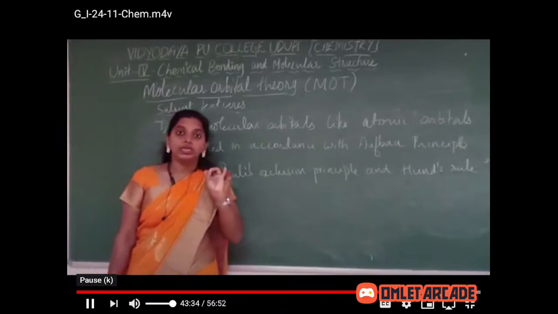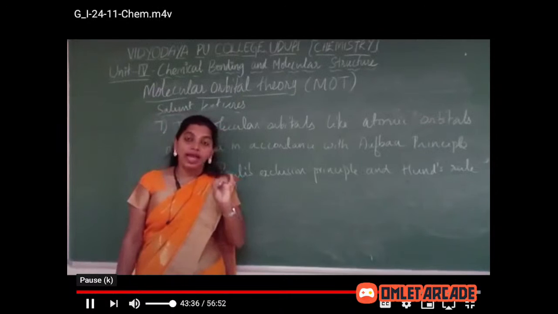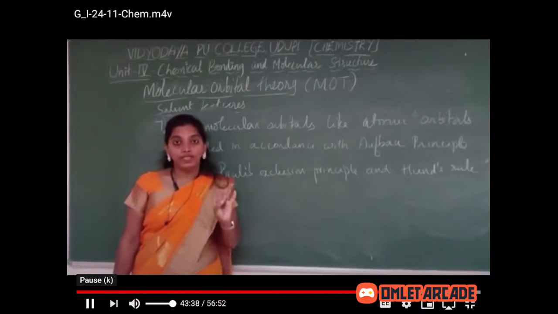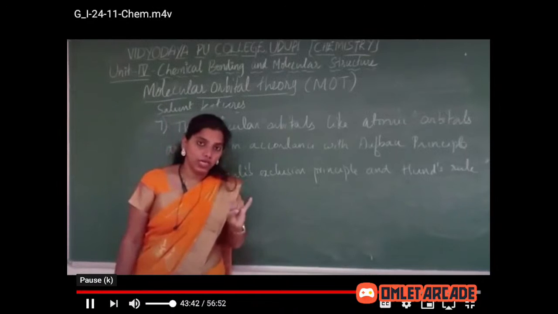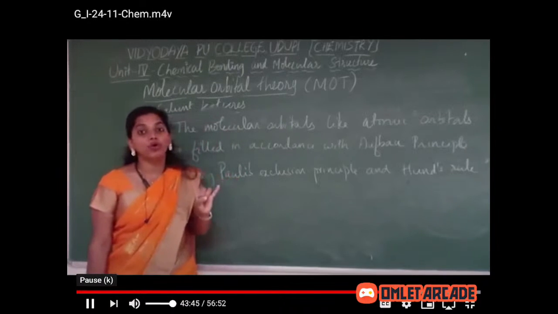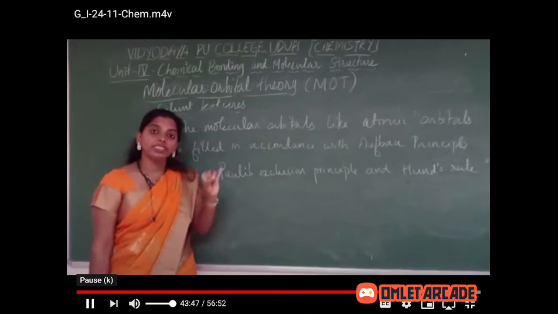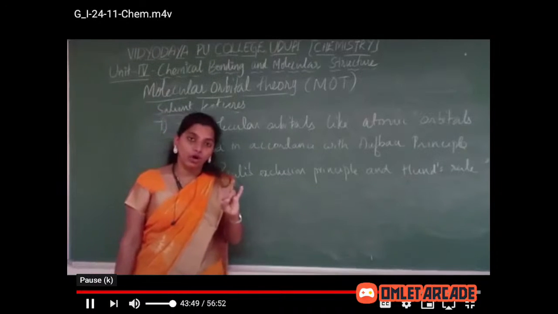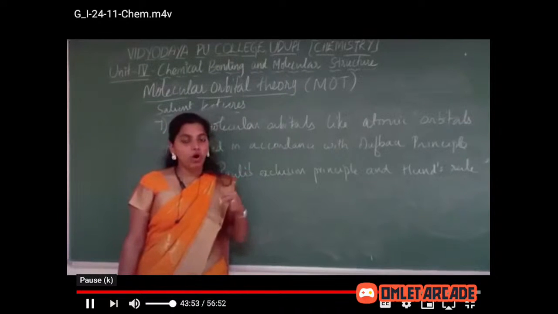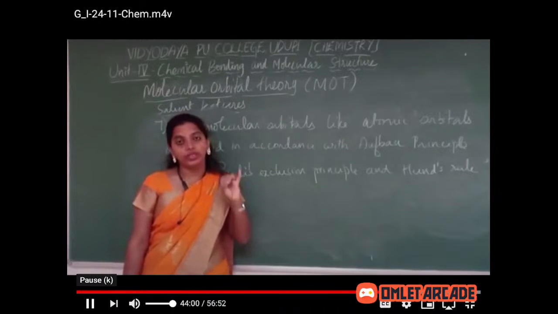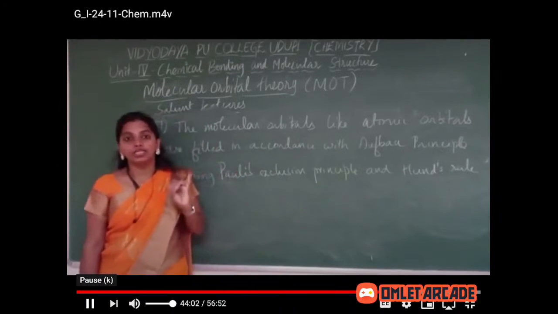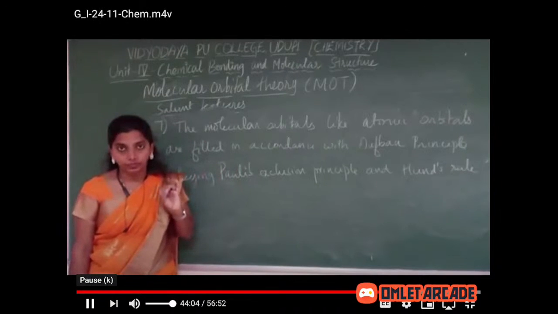Okay. Next, in the atom, an electron present in the atomic orbital will be influenced by one nucleus. Therefore, atomic orbital is monocentric. Whereas in the molecule, electrons in the molecular orbital will be influenced by 2 or more nuclei. That depends upon the number of atoms present in the molecule. Therefore, molecular orbitals are polycentric.